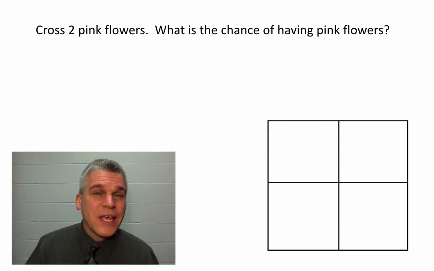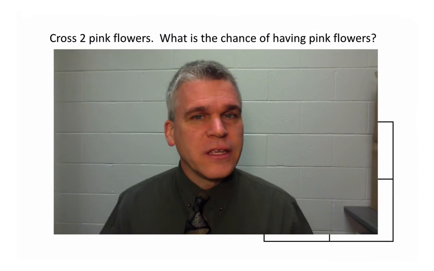So in humans, an example of incomplete dominance is hair. Straight hair is dominant, curly hair is dominant. When you combine the straight and the curly hair alleles, you get a wavy hair. Now, sometimes it might be more straight than curly, might be more curly than straight, but it's somewhere in between.